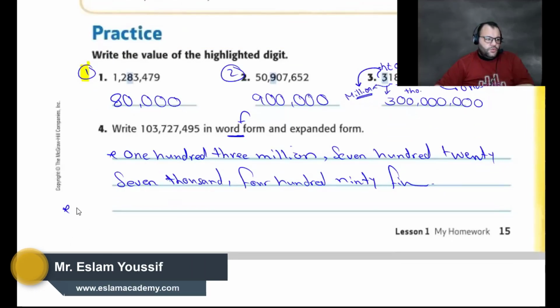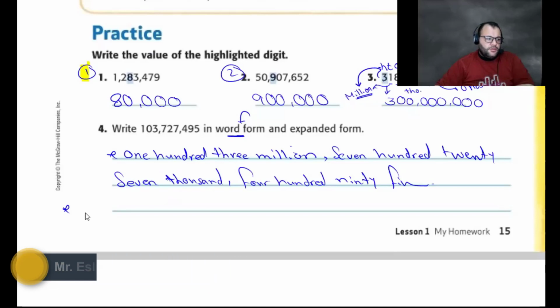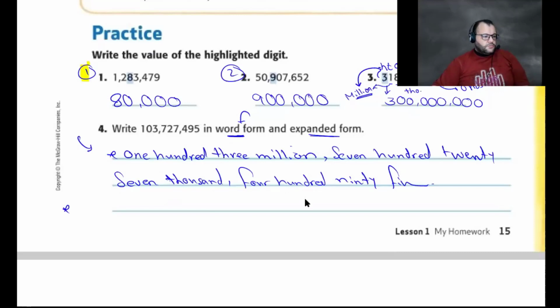103. Raise your voice, please, Abdurrahman. 103. I do expanded form. We need the expanded form. We finish the word form. That's it, the word form. We finish it. We need the expanded form. Okay. 103 in the expanded form. 103 million, I mean. No. What is it?